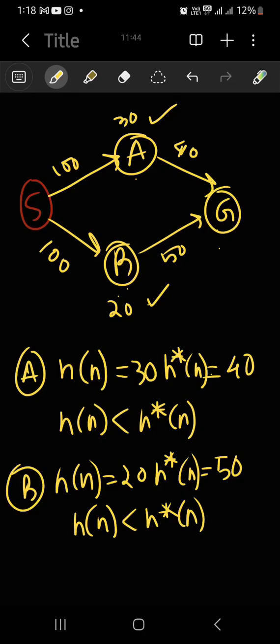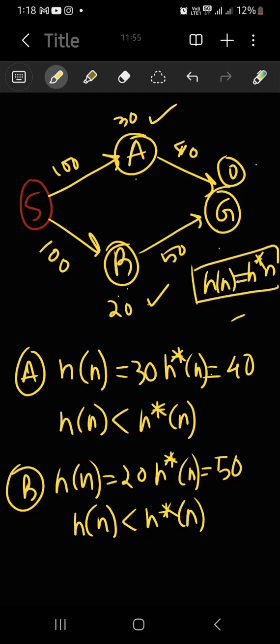For G, the heuristic is 0, so obviously h of n is equal to h star of n. So here also the admissibility constraint is satisfied. So this graph is following the admissibility constraint. And we always know that A star is optimal when this admissibility constraint is followed.